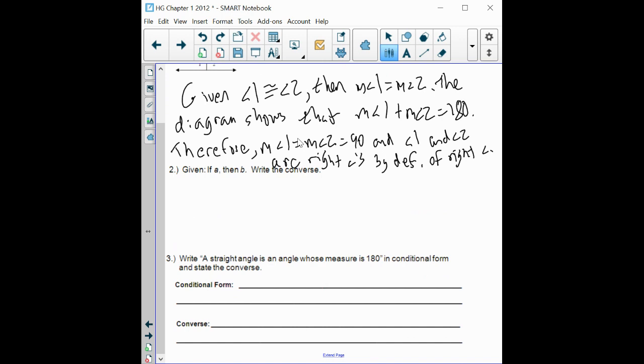Again, it does end up being a little less writing in terms of the if-then statements. You just are making sure you write complete sentences.